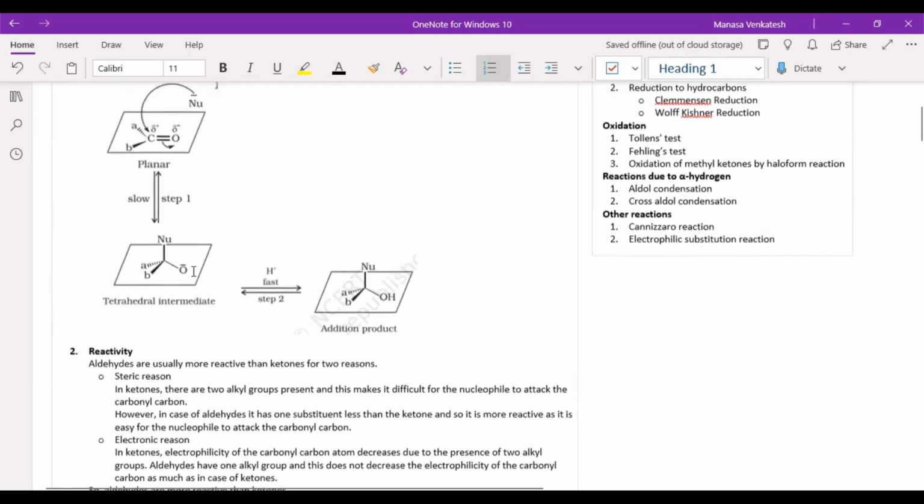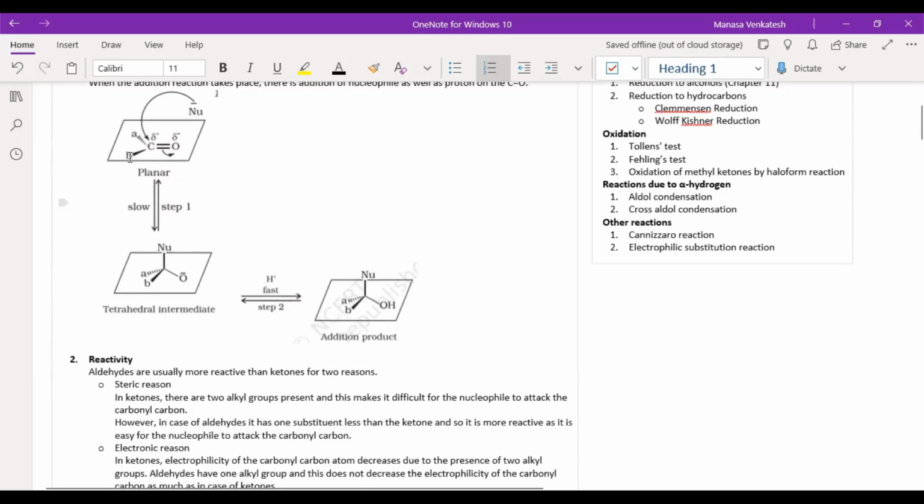Now, in case of an aldehyde, you have a hydrogen and an alkyl group, and in a ketone, you have two alkyl groups. And the presence of these two alkyl groups is going to decrease the electrophilicity. And the reason this is the case is because alkyl groups are electron releasing in nature. So the electrophilic nature of the carbonyl carbon is going to decrease due to the presence of two alkyl groups.